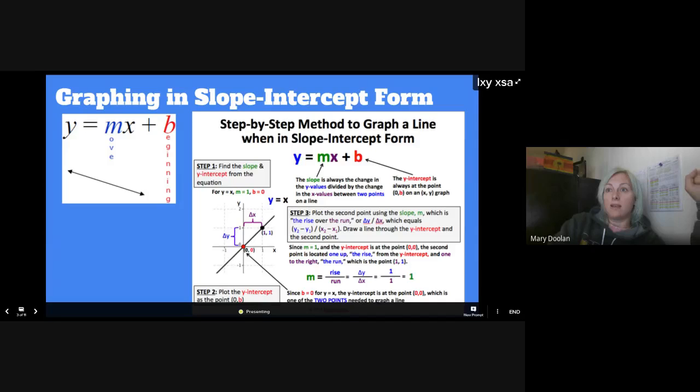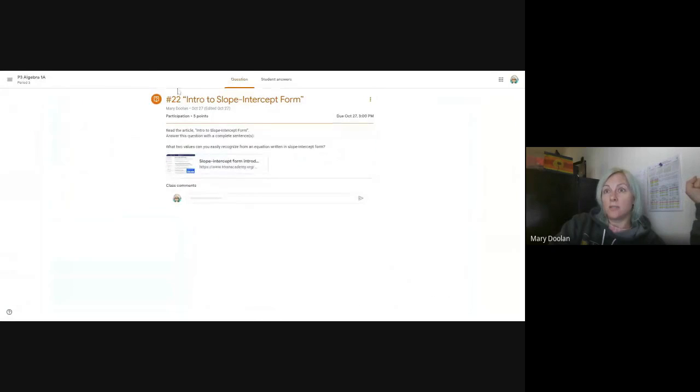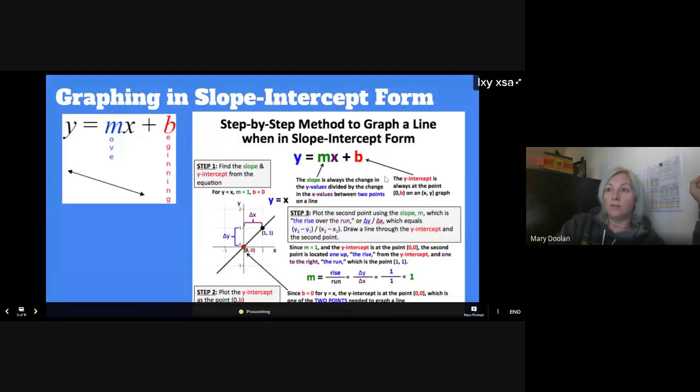All right. And if I come back to something else real quick. This was exactly your question. What two values can you easily recognize from an equation written in slope-intercept form? Well, you can easily recognize the slope, and you can easily recognize the y-intercept. Those are two values that we need.